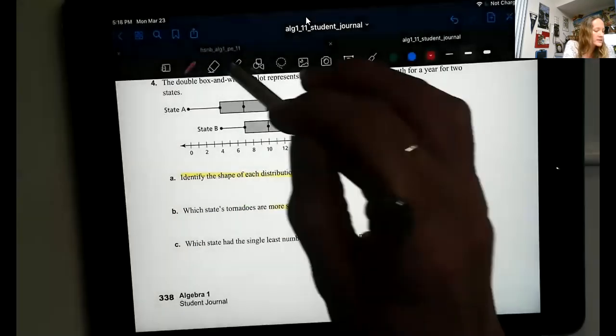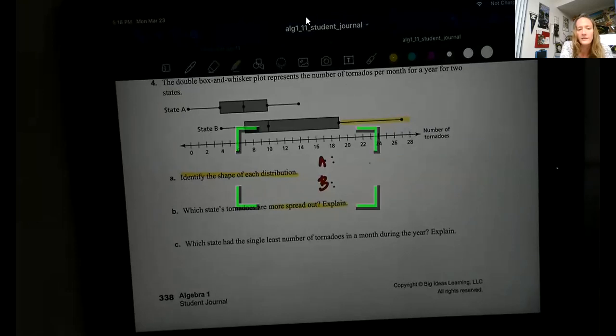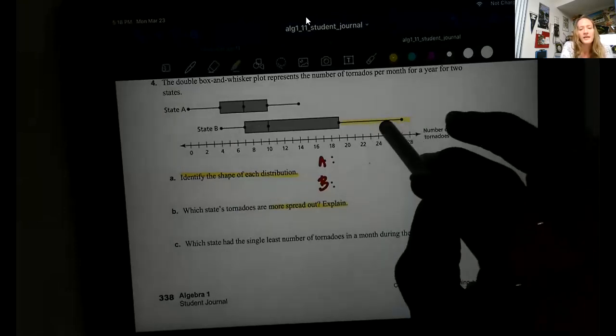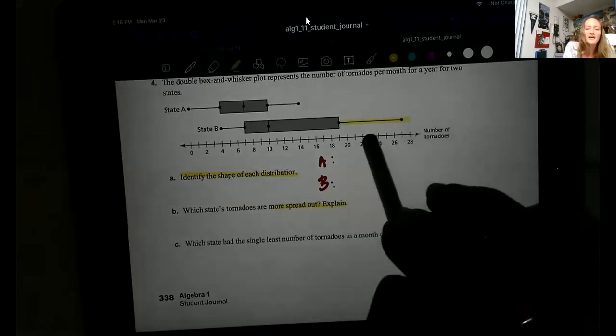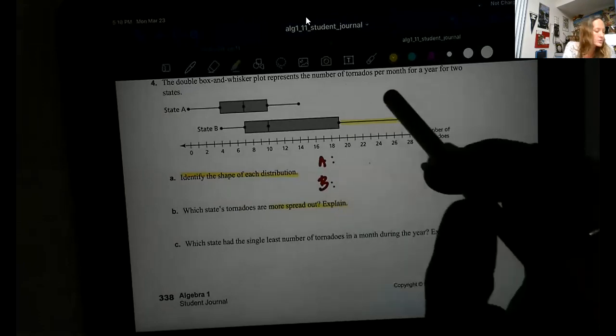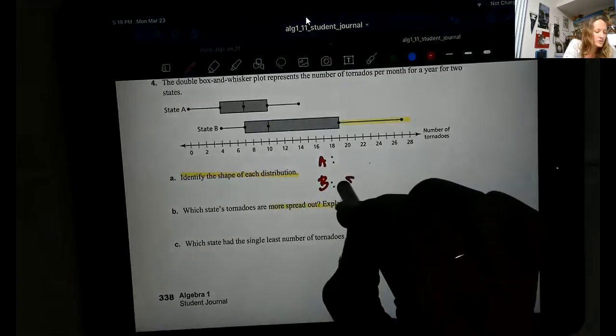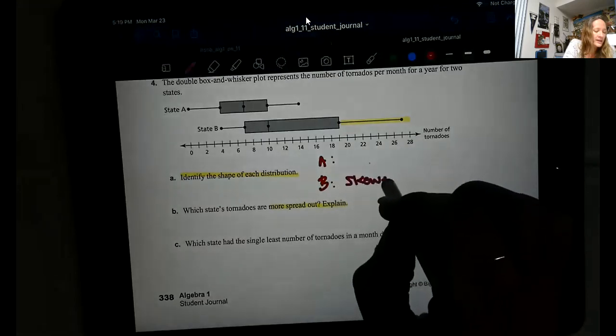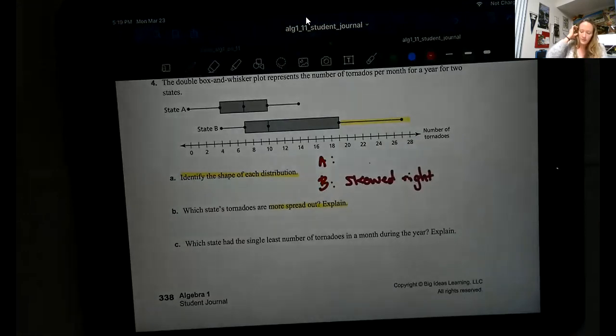Now, in the bottom one, hopefully you guys are like, okay, yeah, I totally see it. That one's way longer, right? If that one's way longer, remember the side that the whisker is longest, or the way that you're kicking out and you're leaning the other direction, that's the type of skew. So for state B, I can say it's skewed right, because that right hand whisker is longer. Skewed right because that right hand whisker is longer. I'm double checking because even I get this one confused.